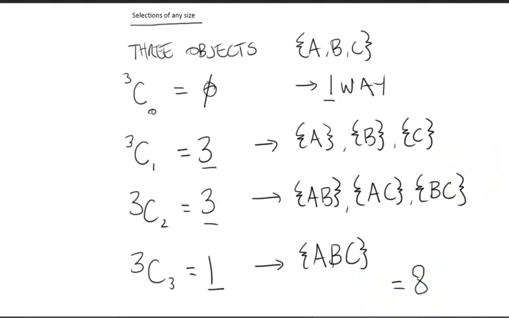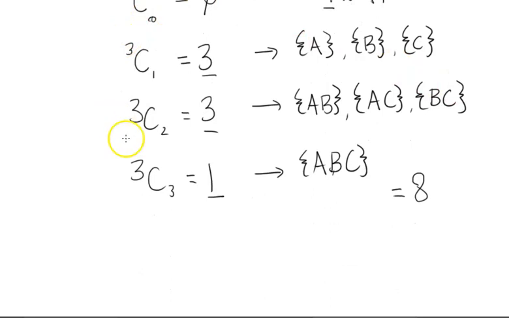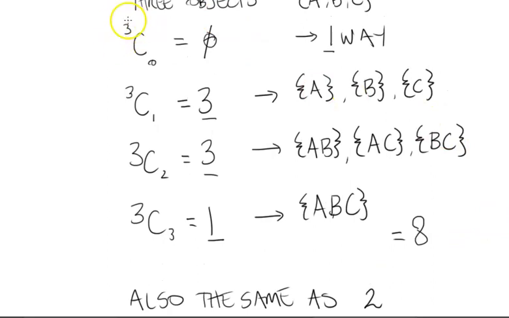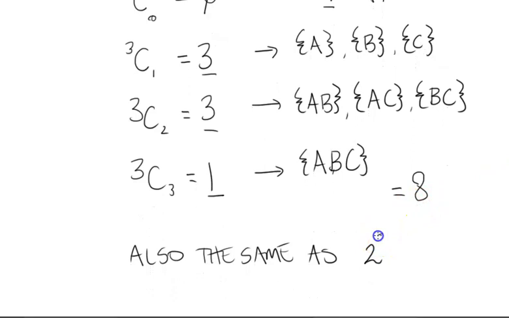Now another way we could have worked this out is finding out how many all of these are equal to is also the same as getting 2 to the power of how many objects there are. In this case, there are 3 to choose from, A, B, and C. So 2 to the power of 3, which is 2 times 2 times 2. And this will give me 8 as well.